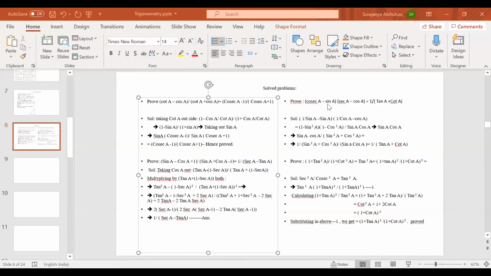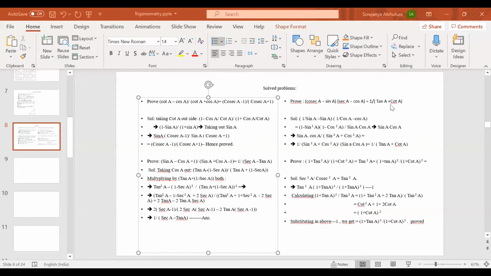Cosecant A minus sin A by secant A minus cos A is equal to 1 by tan A plus cot A. So I am doing it simply: cosecant A is 1 by sin A. This is sin A. So this becomes 1 minus sin square A by sin A. This becomes 1 minus cos square A by cos A. So 1 minus sin square A by sin A, cos A, 1 minus sin square A into 1 minus cos square A by sin A cos A. This is cos square A, this is sin square A. So this becomes sin A cos A. This becomes what? Sin A cos A.